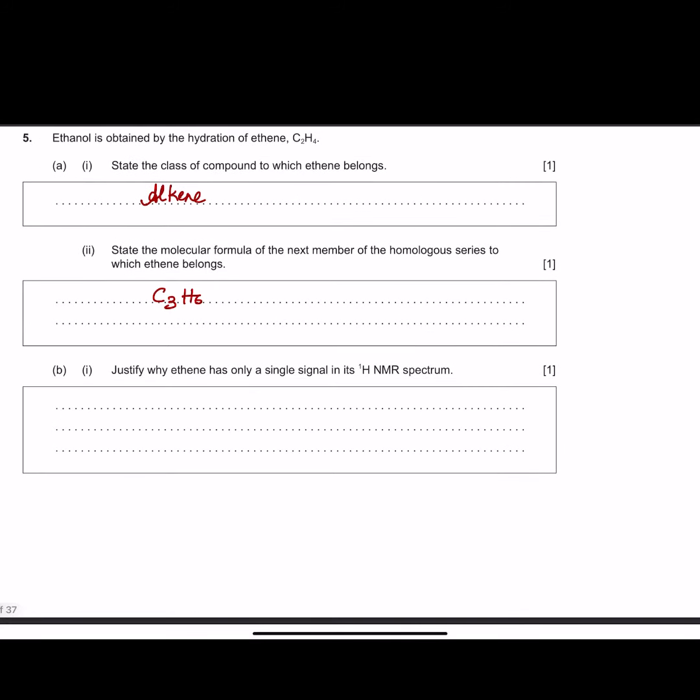Now we have to justify why ethene has only one single signal in its H1 NMR spectrum. This is because if you check the structure of ethene, it has this plane of symmetry. Due to this plane of symmetry, all the hydrogens become equivalent, and that's the reason it has only one single signal in its NMR spectrum. Equivalent, and only one signal is generated. That's the answer to this question.